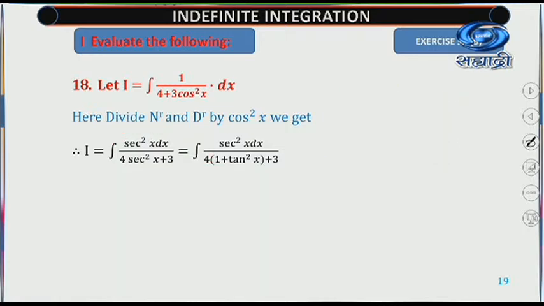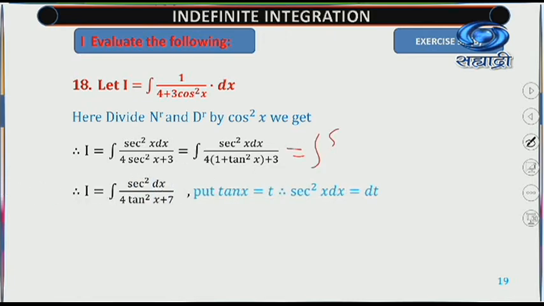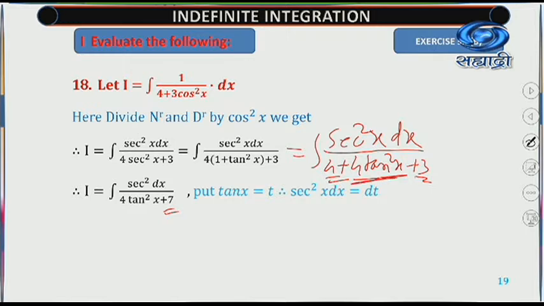So 3 is there, and you multiply by 4 to every term. By multiplying, what will you get? Look here. The sec square x as it is. Now there is also a middle step to explain this next step. That is 4 plus 4 tan square x plus 3. Now this 4 plus 3 is 7 here. So you will get 4 plus 3 as 7 and 4 tan square x. So 4 sec square x dx upon 4 tan square x plus 7.